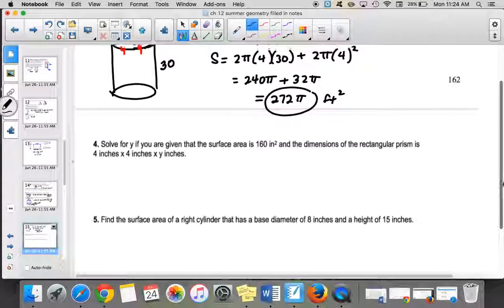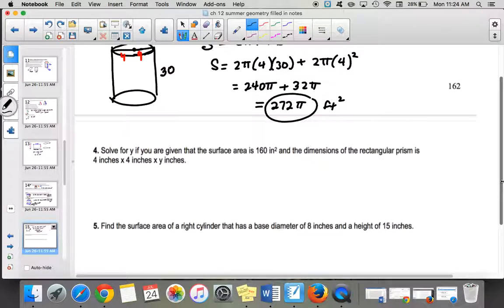Okay, the next one. It says solve for y if you're given that the surface area is 160 square inches and the dimensions of the rectangular prism are 4 by 4 by y. So we have this box shape that's 4 by 4 by y, and we want to find y.